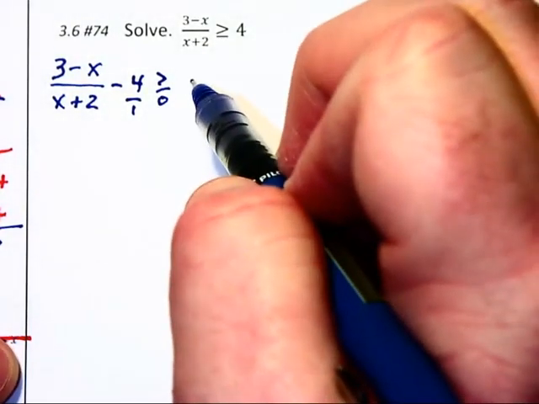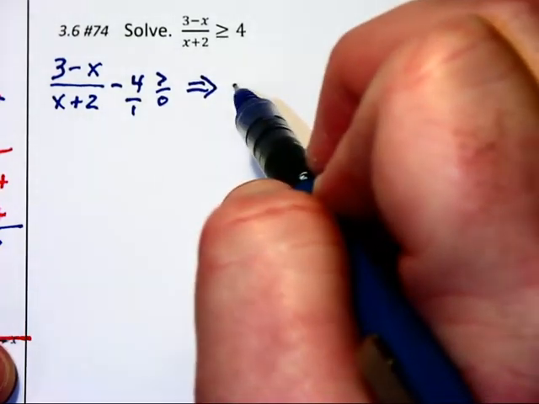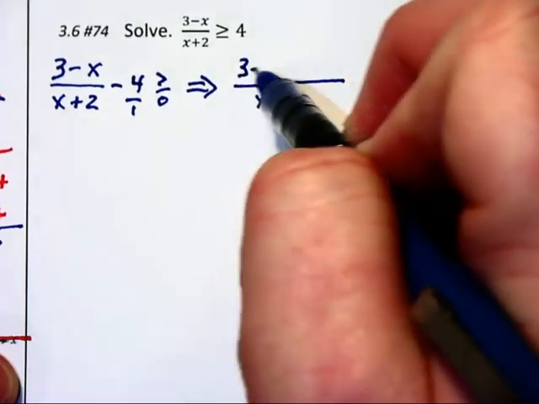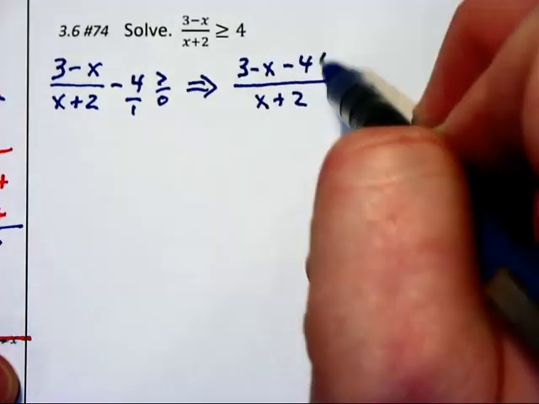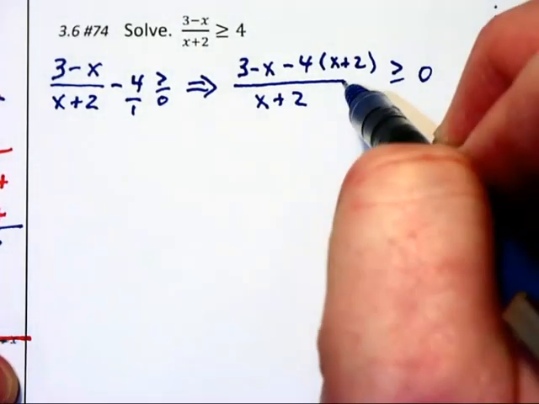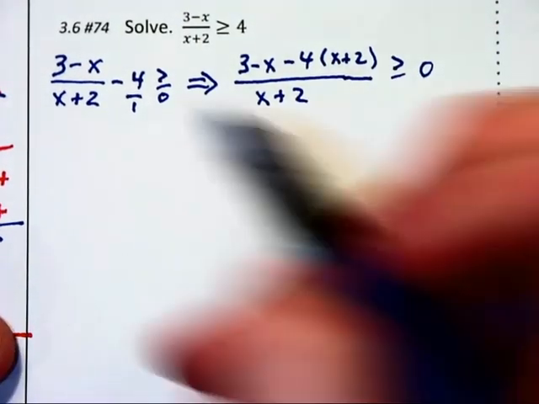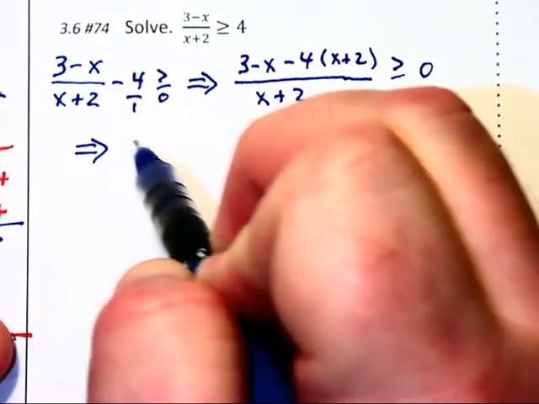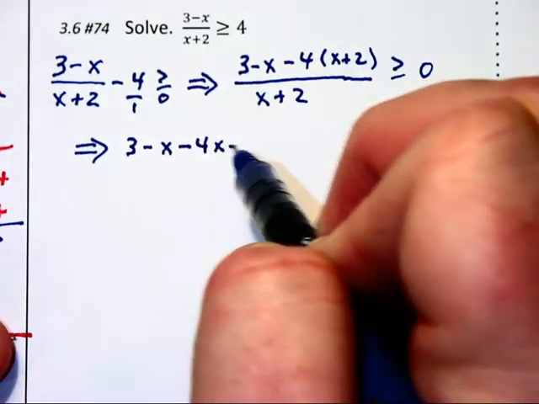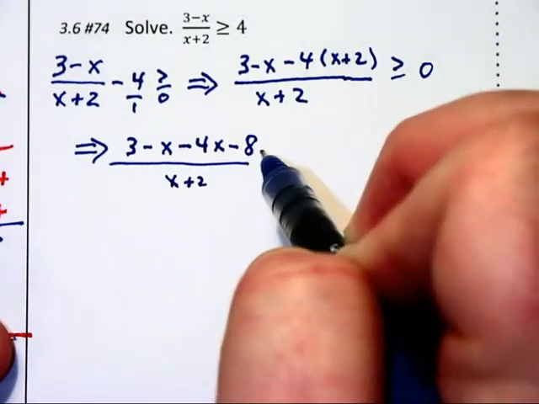Now, I need a common denominator here, so this is going to become all over x plus 2. This will be 3 minus x minus 4 times (x plus 2), greater than or equal to 0. We've got to do a little bit of cleanup there in the numerator, so here we go. This will be 3 minus x minus 4x minus 8 all over x plus 2, greater than or equal to 0.